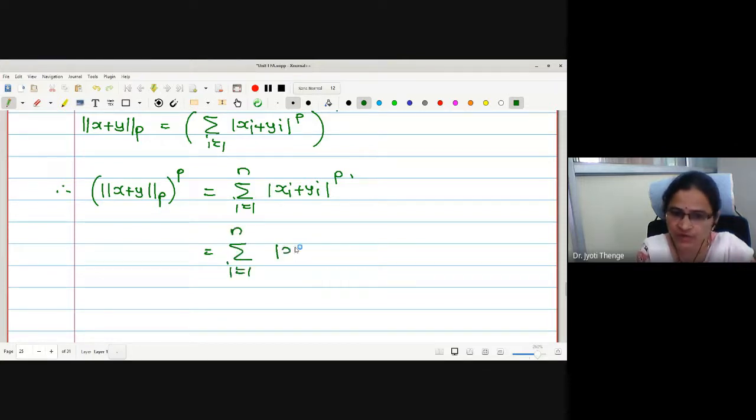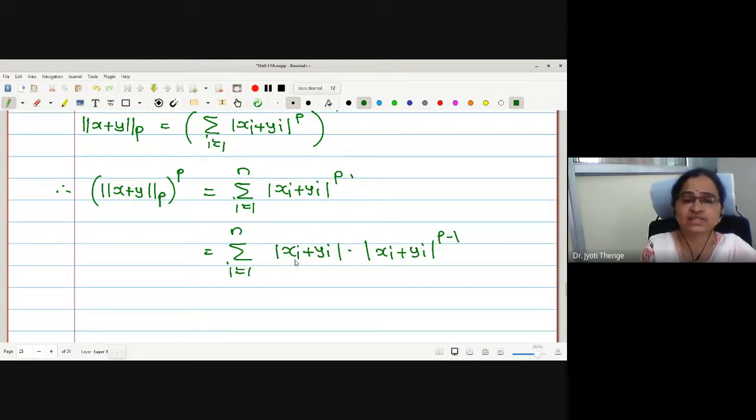How? I will write one term |xi + yi| with power 1, no? And what is the power of the remaining term? This should be p minus 1, right? p I have separated as 1 and p minus 1. Why have I separated it as 1 and p minus 1? Because for the term raised to 1, I know the triangular inequality.